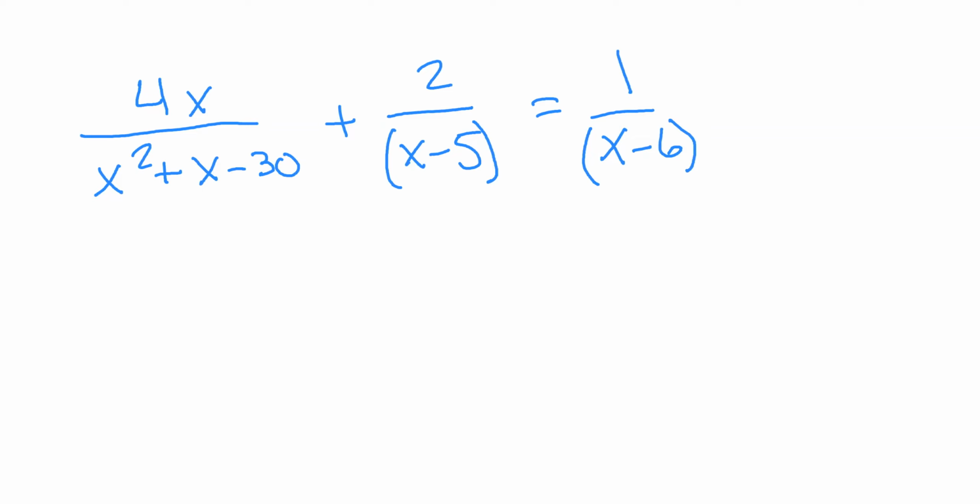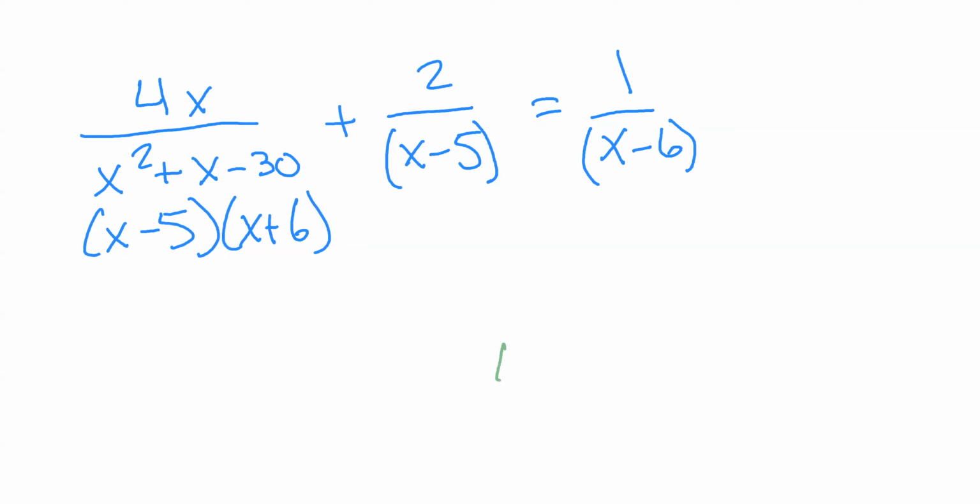Now we want to factor this x squared plus x minus 30. X squared plus x minus 30 is actually going to factor to x minus 5 times x plus 6. And notice that's a plus there and that's a negative there, which is a bummer. Because if this was a negative 6, then this would be our LCD. But now our LCD needs a factor of x minus 6, a factor of x minus 5, and a factor of x plus 6.